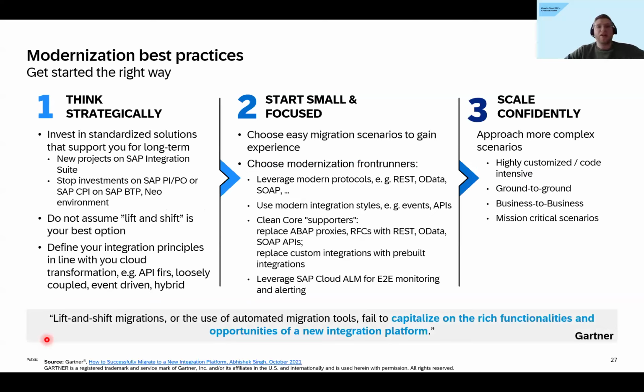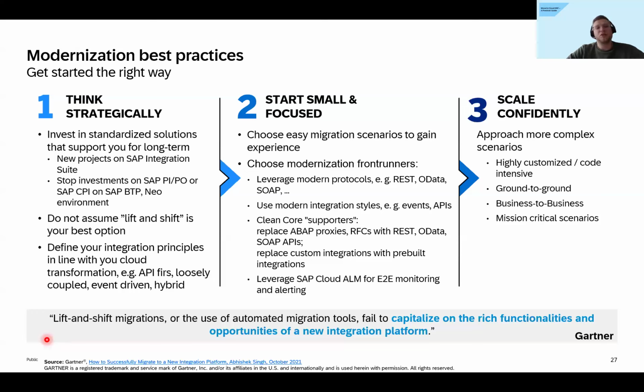To sum it up, I think it's important to think strategically. So we recommend, first of all, that if you have new projects, if you have to touch integrations again, stop investing in PIPO or in the standalone capabilities. Really implement all your new projects on Integration Suite already, so that you don't have to migrate again later on. That would be one ask.